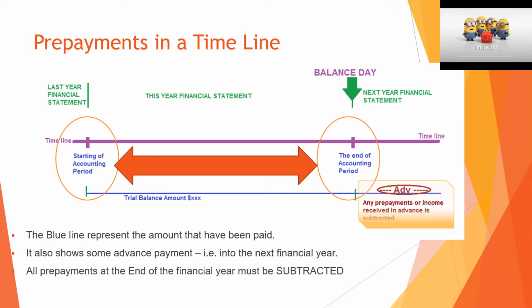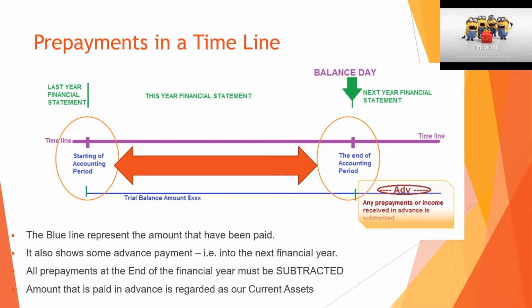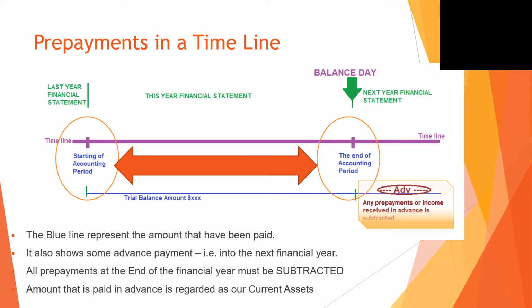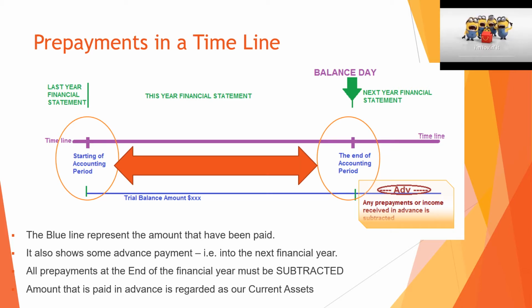For all prepayments, the excess amount at the end of the financial year must be subtracted because they do not belong to this financial year. Amount that is paid in advance is regarded as our current assets. So even though we have paid, it's still our current assets.